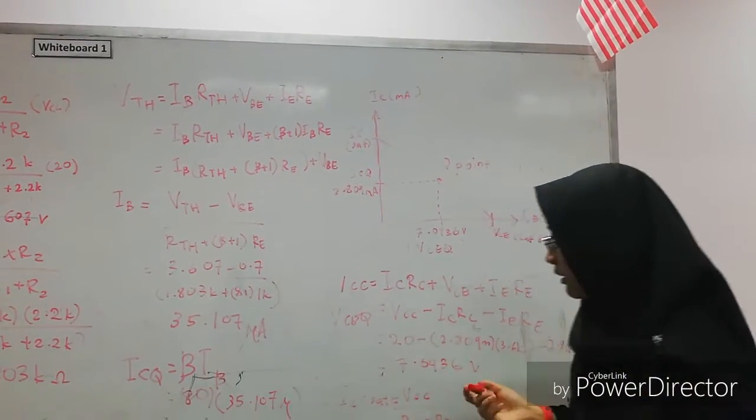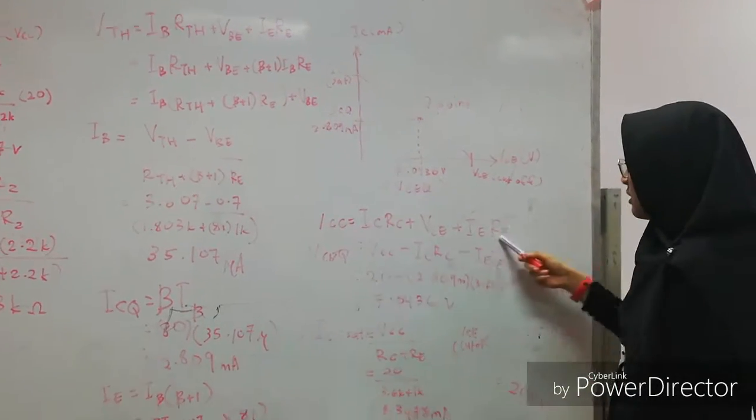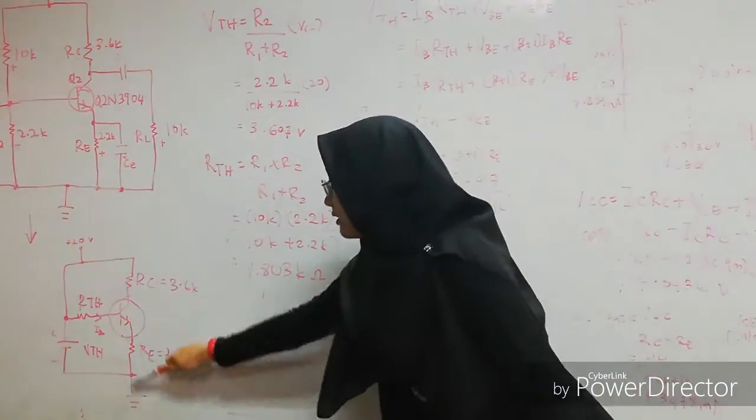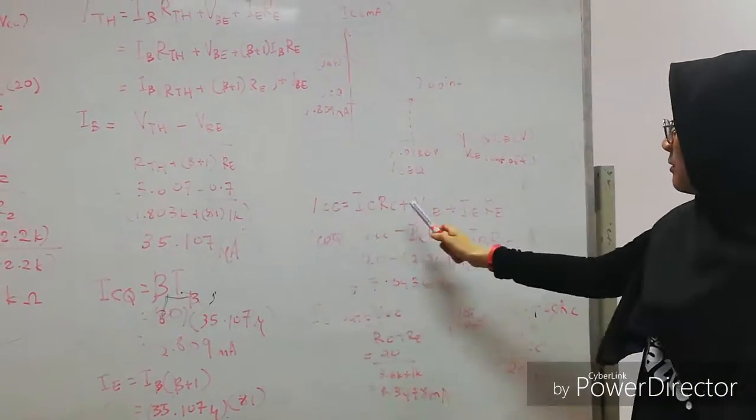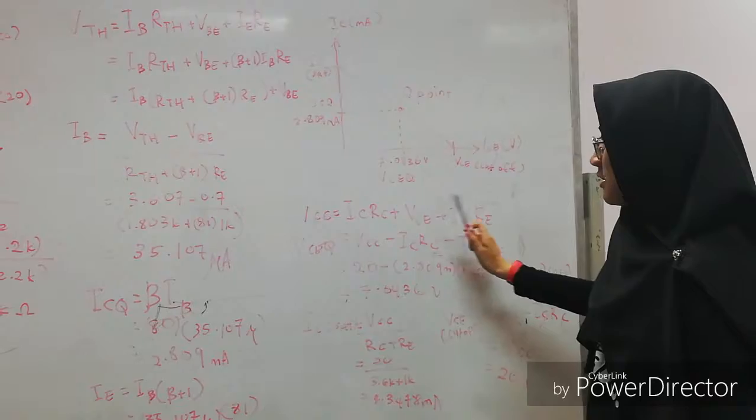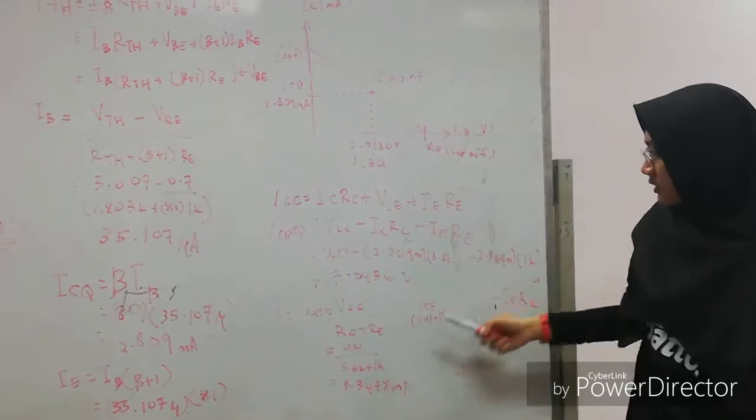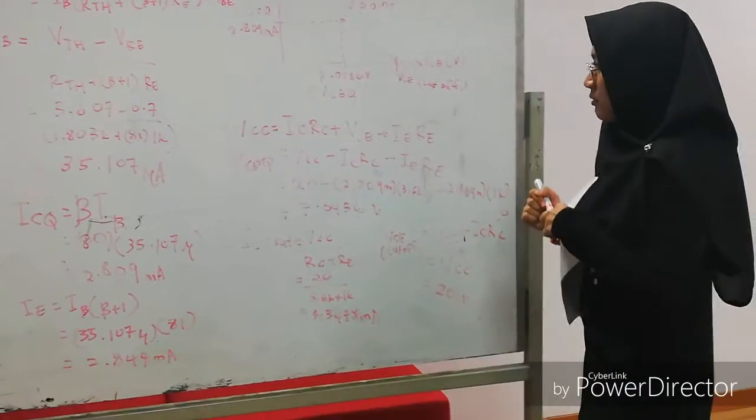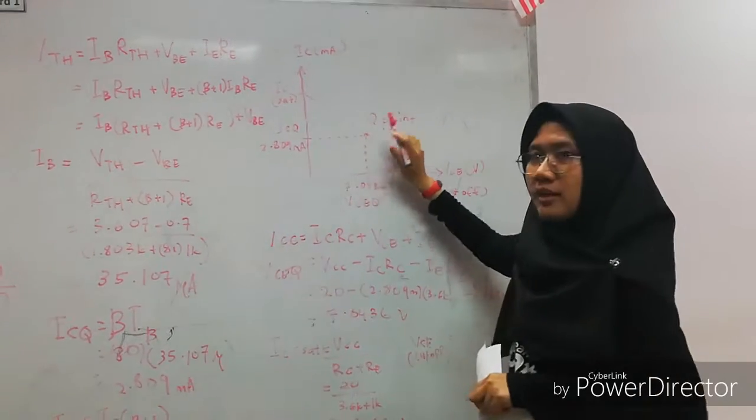Okay, to find the VCEQ, we obtain it from this equation, also from this circuit. The equation is IC times RC, following the flow of the circuit, plus VCE plus IE times RE, and we substitute the values until the answer is 7.0436 volt. We plot this VCEQ and we plot the Q point, and we got the middle.